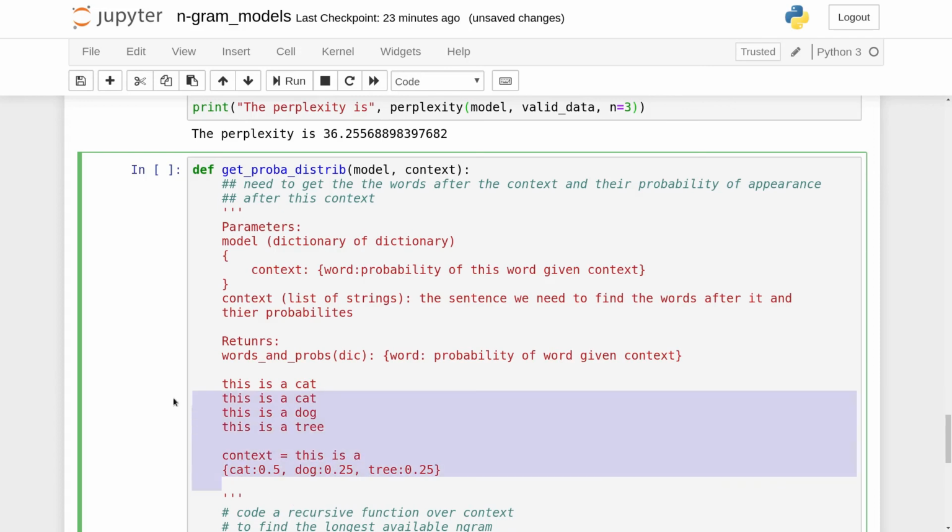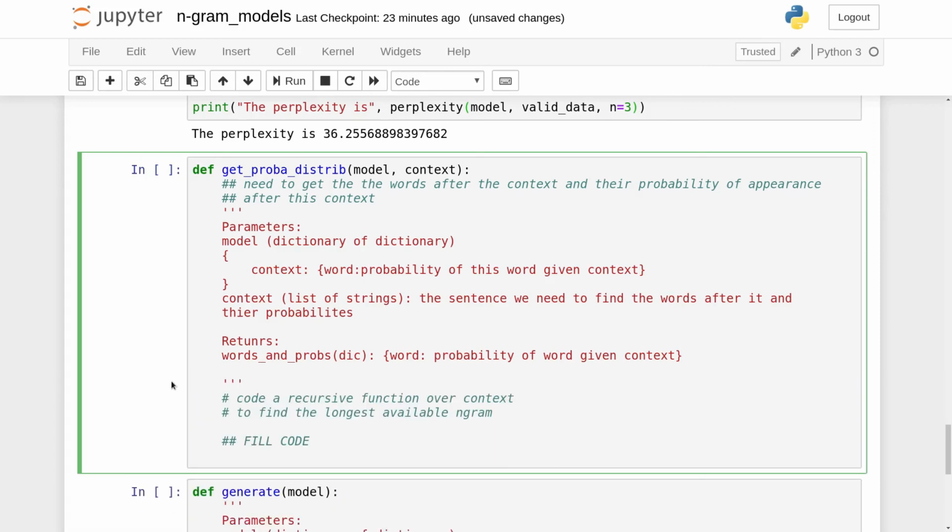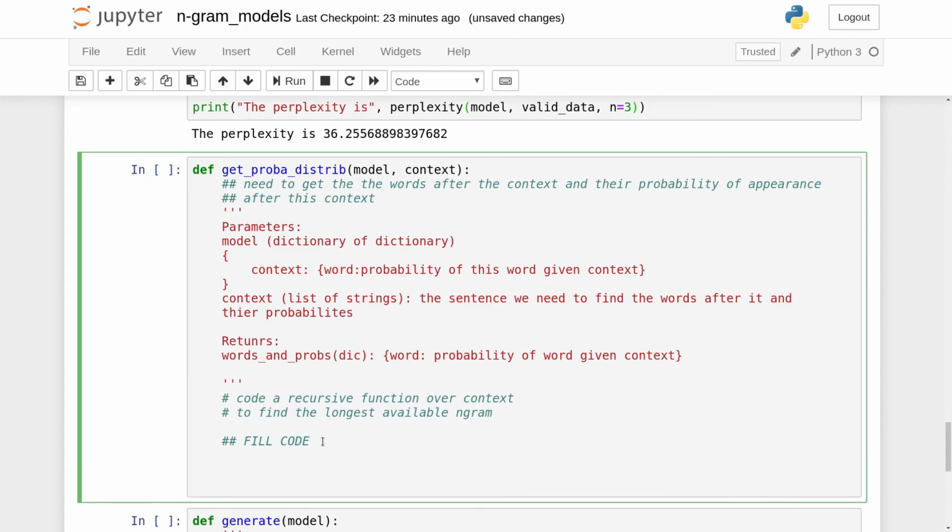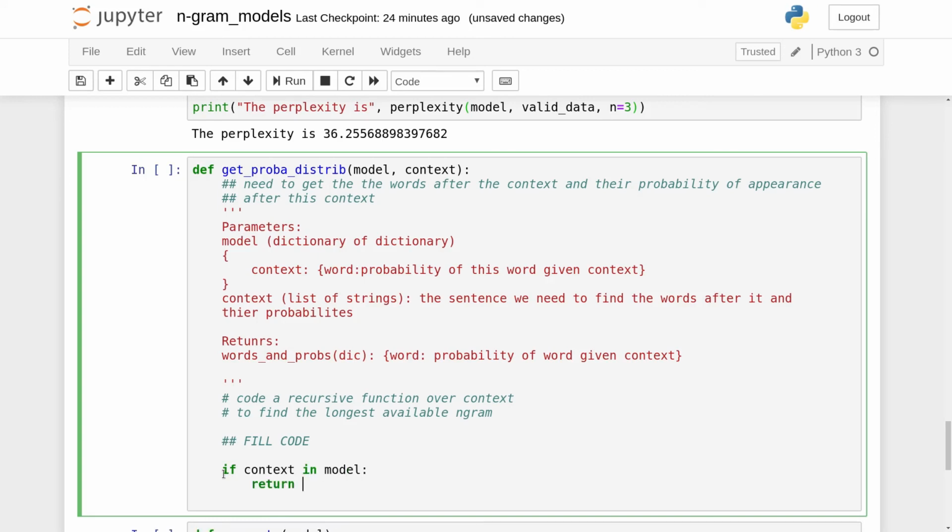Okay, so how am I going to do that? First, what will come to your mind is we can just return model of context, right? Because we already built that. However, this context may not appear in our n-gram model. So what we can do is another recursion, just like what we did before. So if context is in model, return the model of the context.